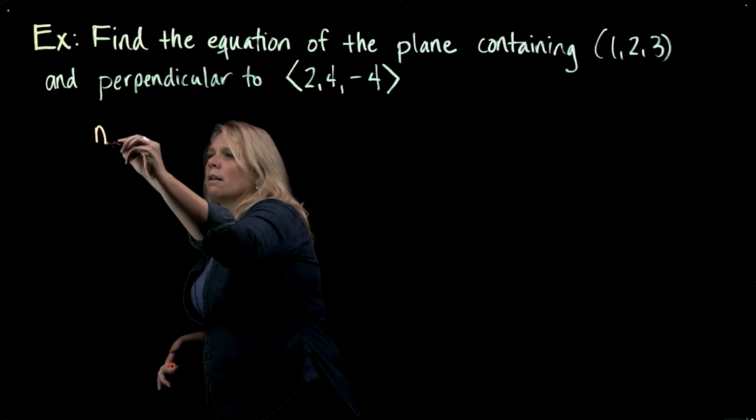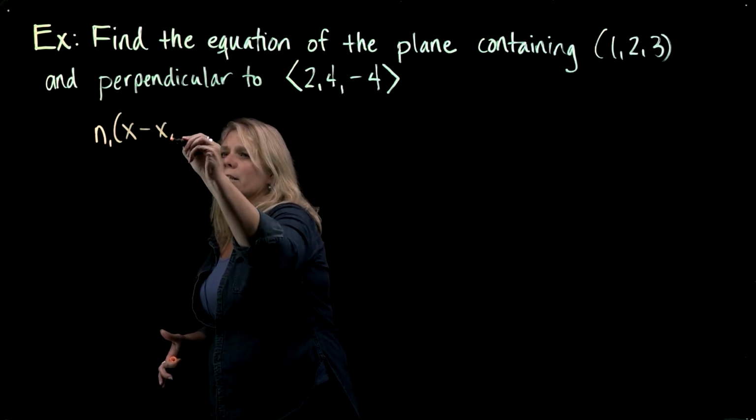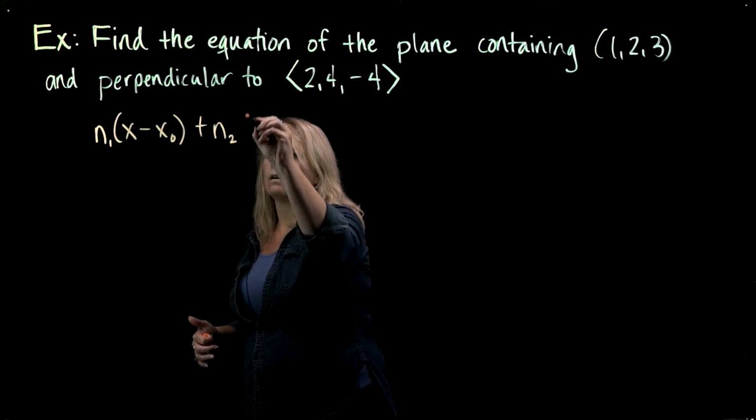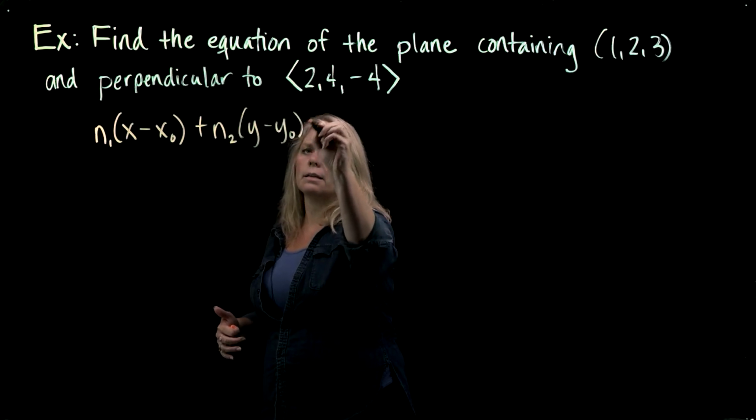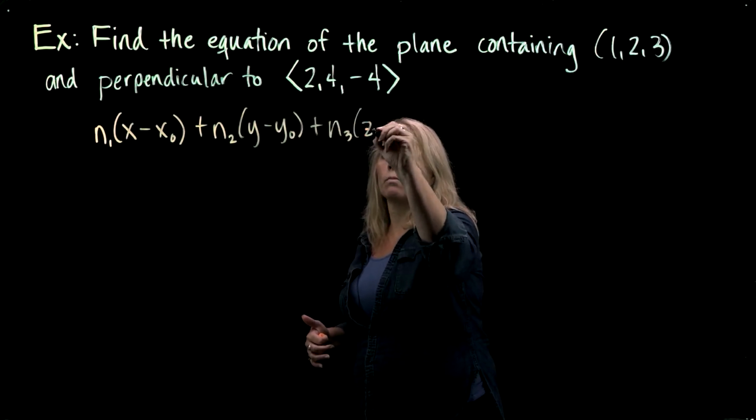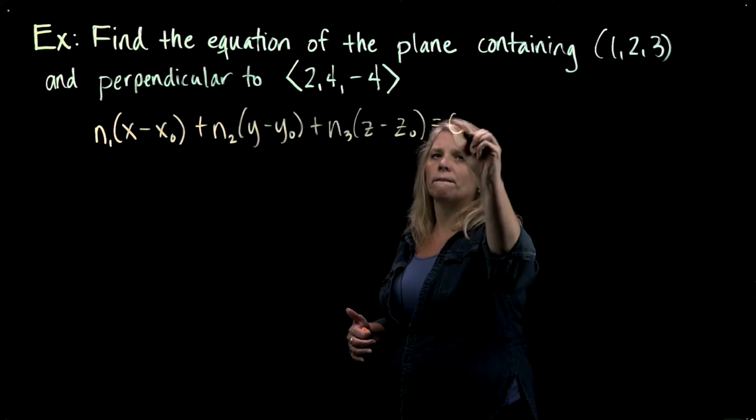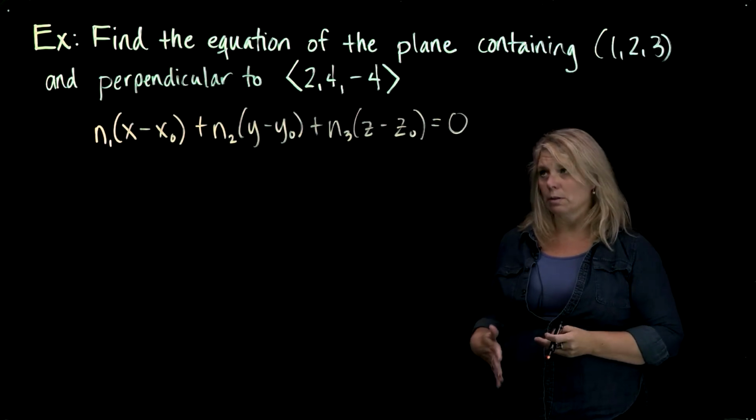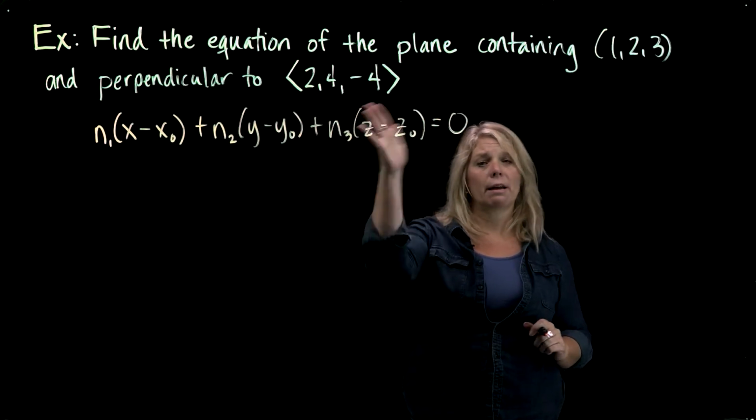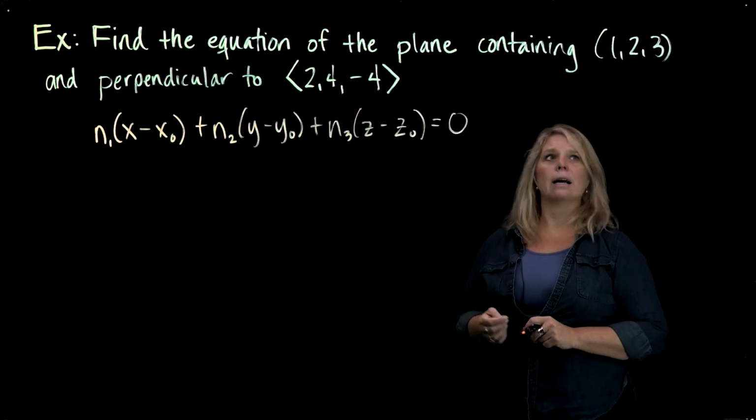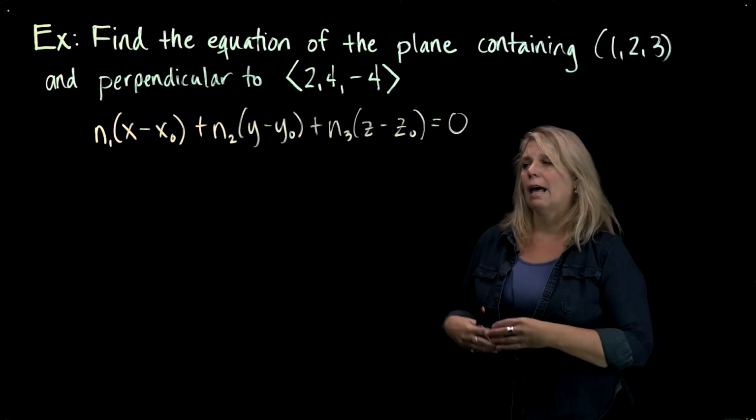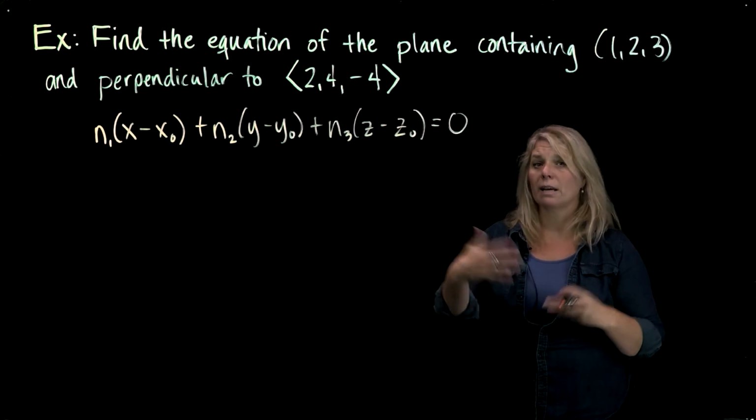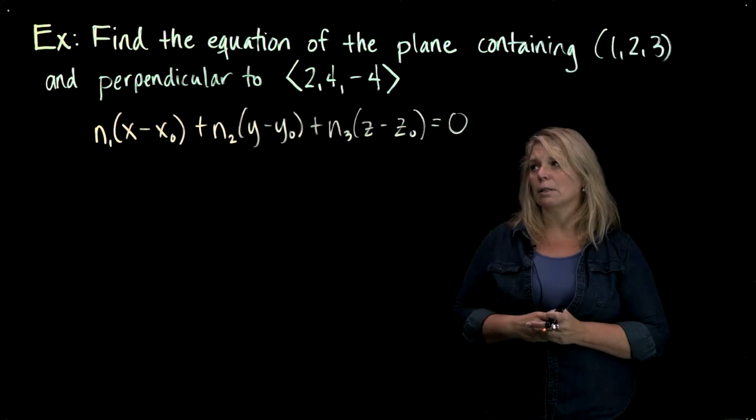So the formula for the equation of a plane, I've written an expanded form of the dot product here, is this. And the n1, n2, n3 are the components of any vector normal to the plane, or perpendicular to the plane. Here we're given one of those. And the x naught, y naught, z naught are any point on the plane. We're given that. So for this one, once you remember the equation, it's just a matter of putting the numbers in. And then if you want to simplify, you simplify.